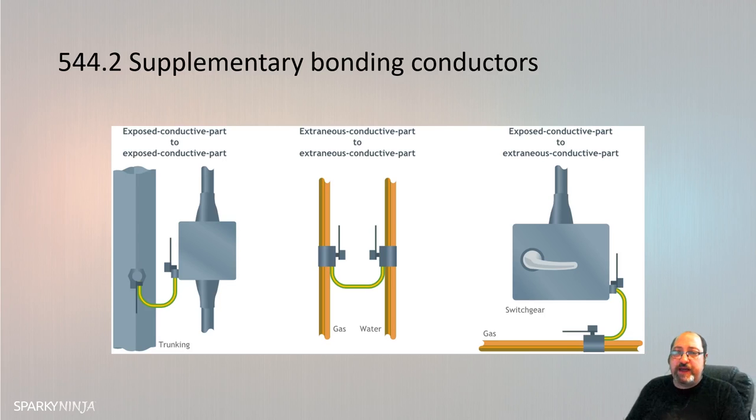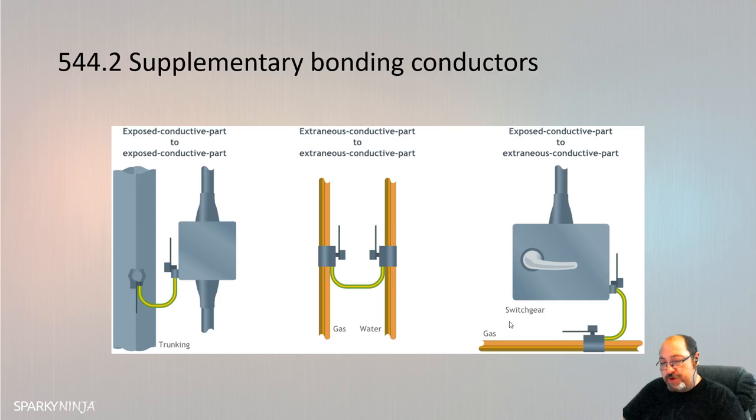So, remember that supplementary bonding is to connect exposed to exposed, trunking to exposed metal switch thing, extraneous to extraneous, water pipe to gas pipe, and exposed to extraneous, so switchgear to gas pipe. Okay, so three circumstances here, three scenarios.